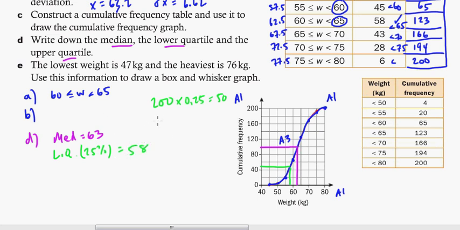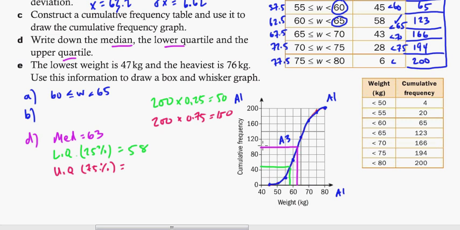And now the upper quartile. The upper quartile is the 75th percentile. Okay, so what you're going to do when they ask you for these quartiles, they're going to ask you to draw a box plot. Okay, and so the way this would work is 200 times 0.75 is 150.